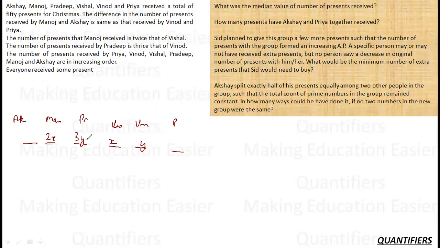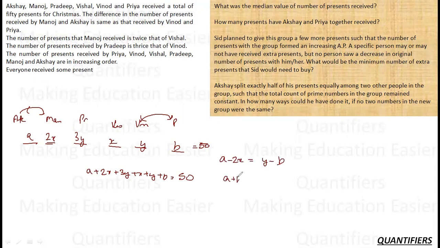Then it is given that the difference between the gifts of Manoj and Akshay is equal to the difference between Vinod and Priya, and in totality they are 50. So let's say this is A and this is B. I know that A plus 2X plus 3Y plus X plus Y plus B is 50. Also A minus 2X is equal to Y minus B, or I can say A plus B is equal to 2X plus Y.